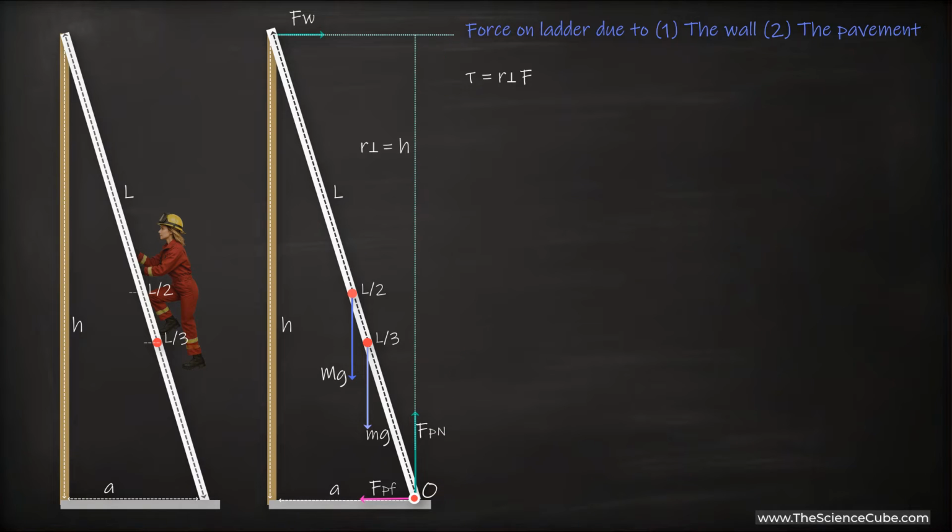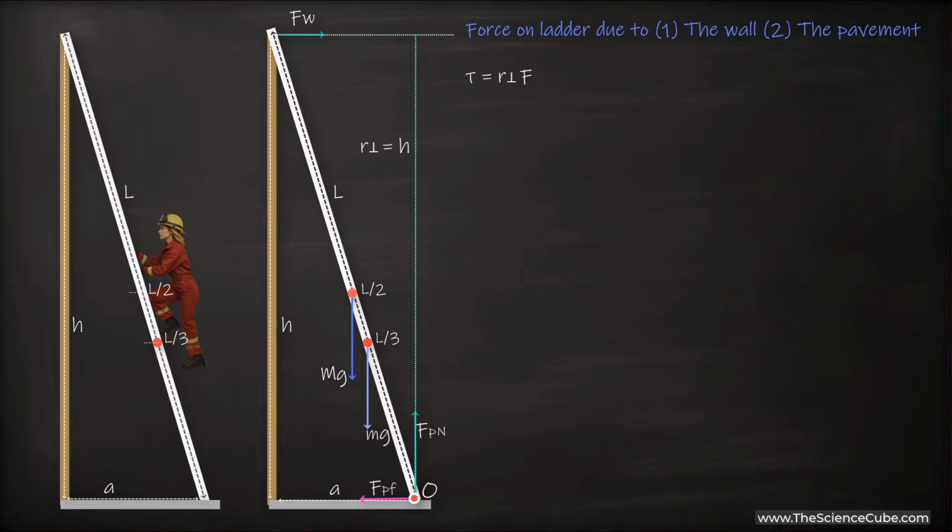And this is the general way how you find R perpendicular for any force. That is, extend the line of action of the force and draw perpendicular from that line of action onto the point about which you have taken the axis of rotation, and that distance gives you R perpendicular.